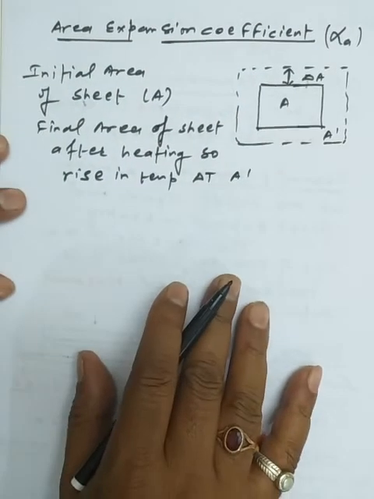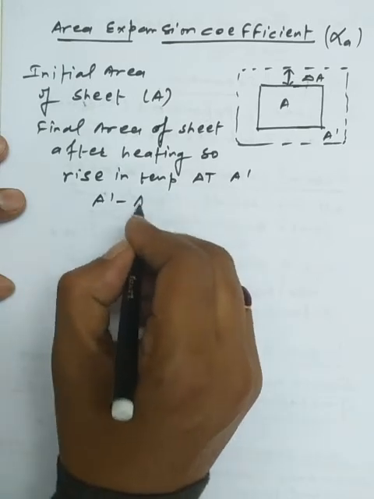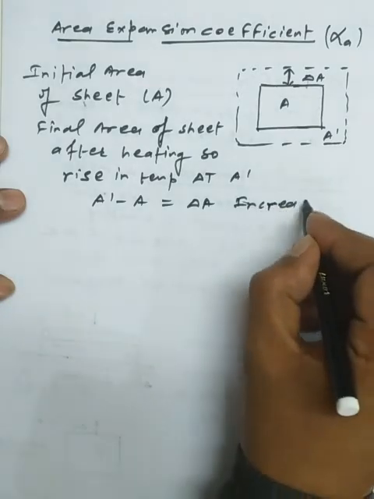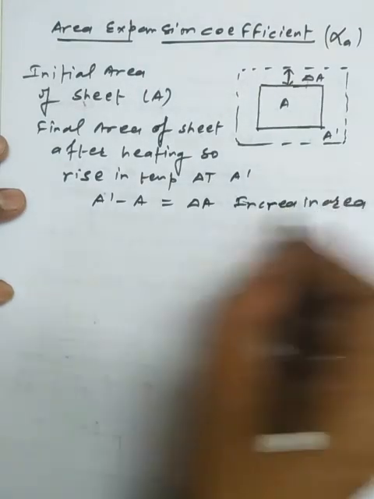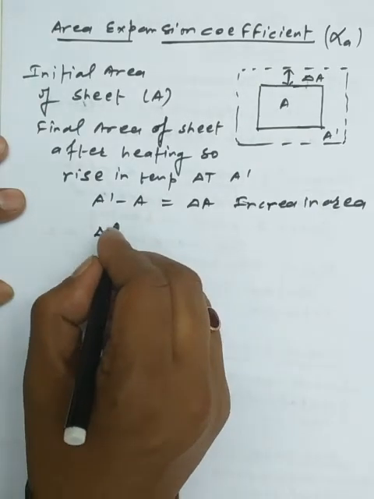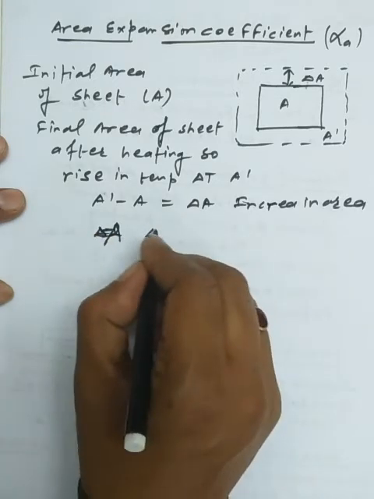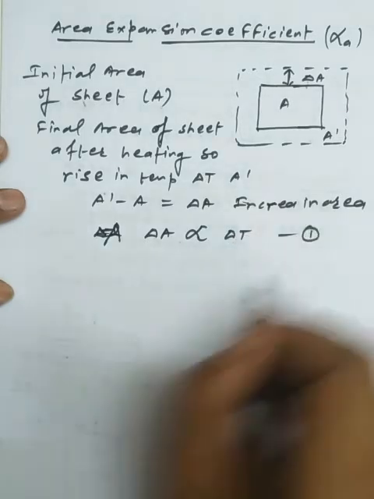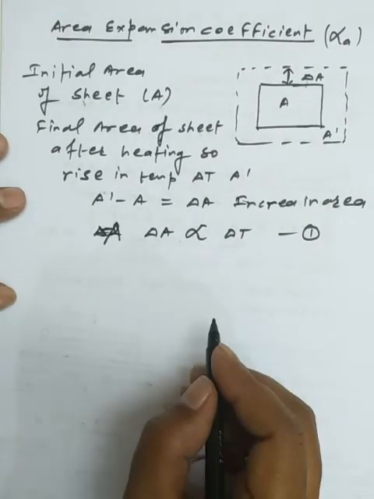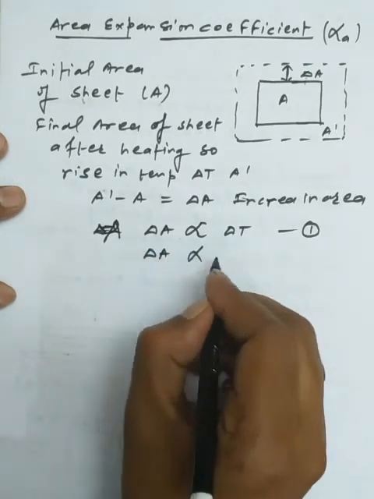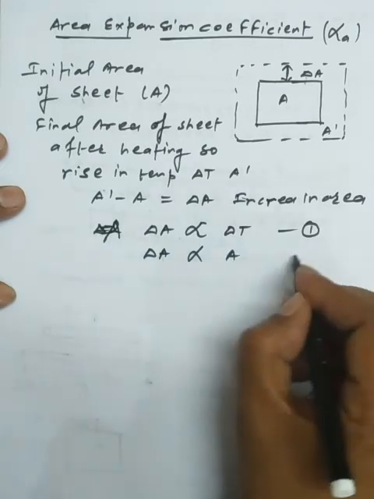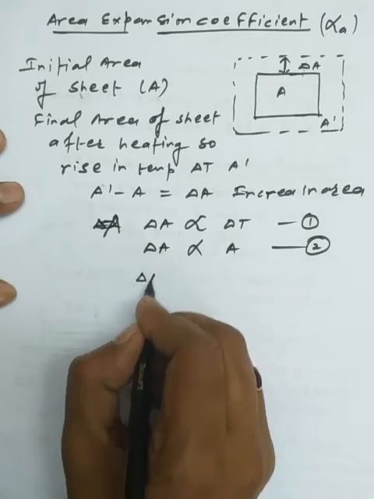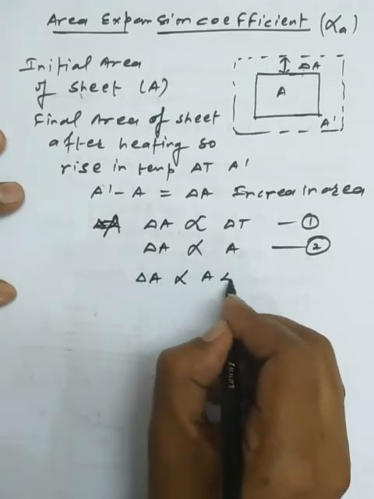Generally we use the simplest form, A dash minus A, that is delta A, the increase in area. The increase in area, delta A, is directly proportional to delta T. That is one of the basic equations, and it also depends on the initial area. Combining 1 and 2, delta A is directly proportional to A delta T.